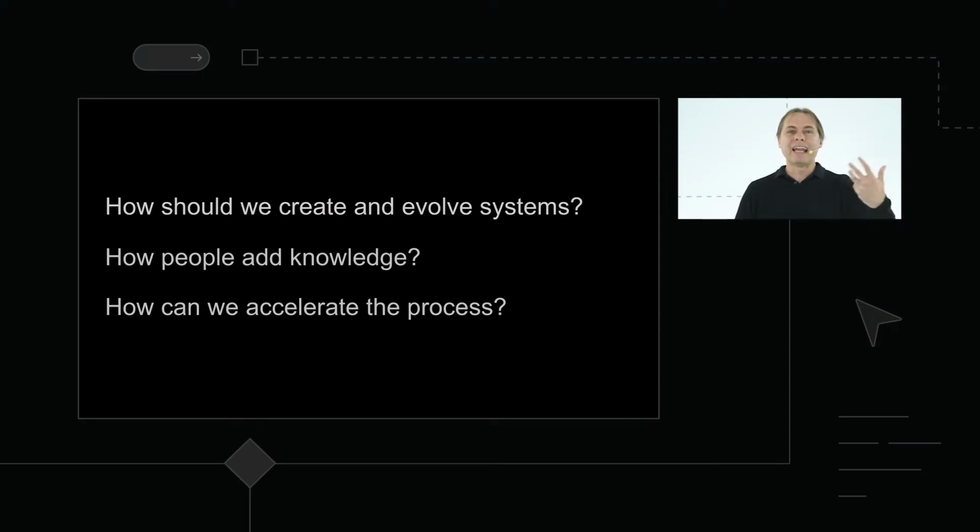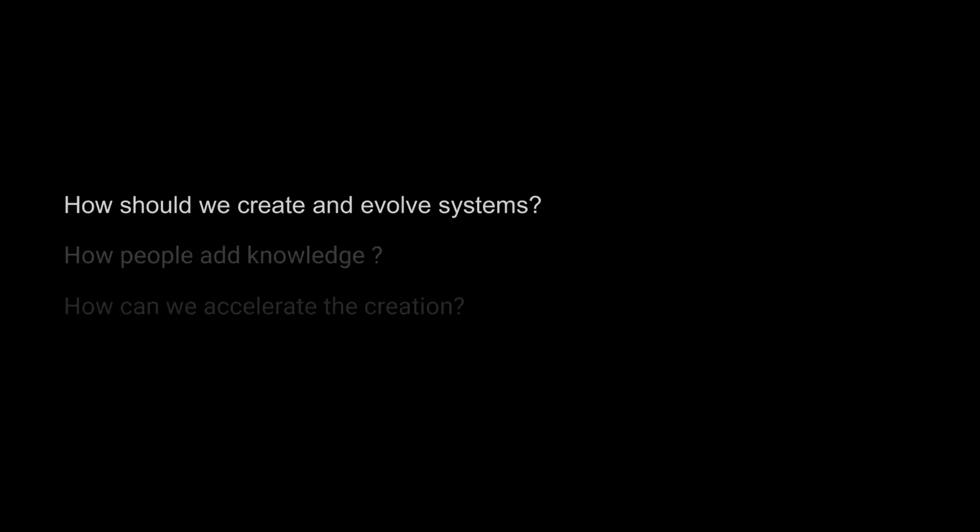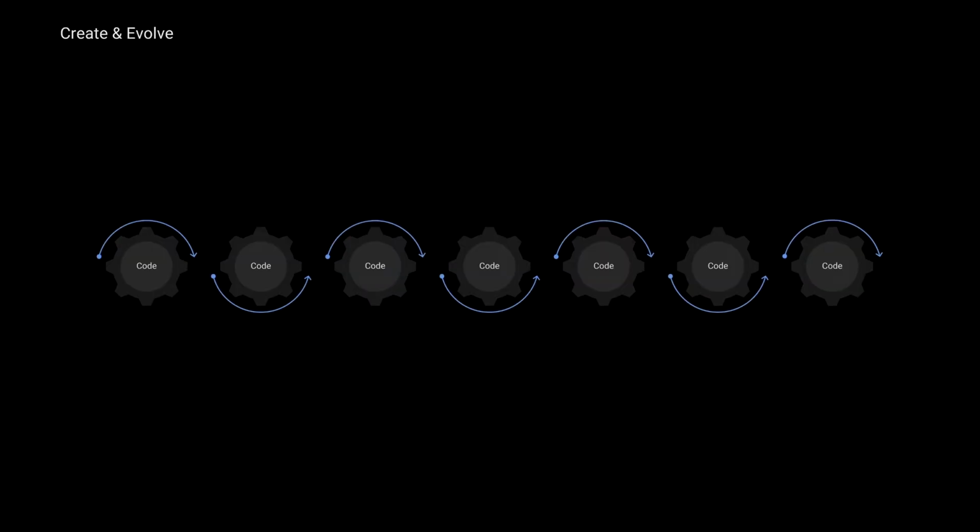How should we create and evolve systems? How do people add knowledge? And how can we accelerate the process of getting new knowledge to build new systems? So how can we create and evolve systems? As I said, this is different types of code written in different languages, all of which have to work in an orchestrated fashion to provide users with an end solution. And this is perhaps a great challenge.